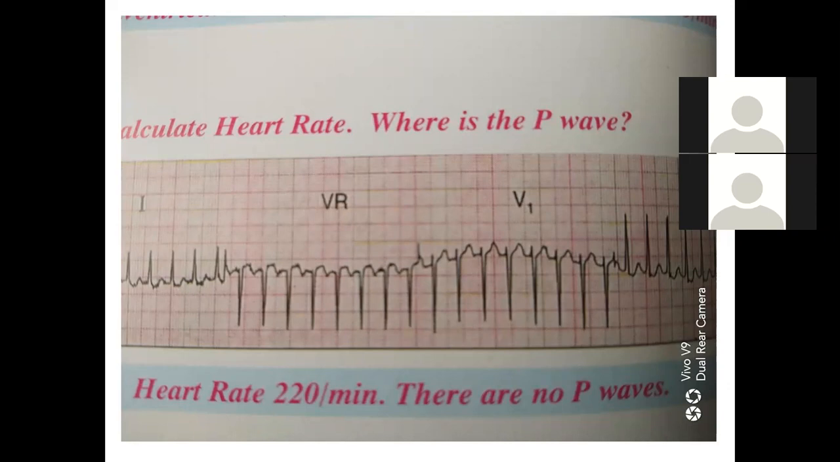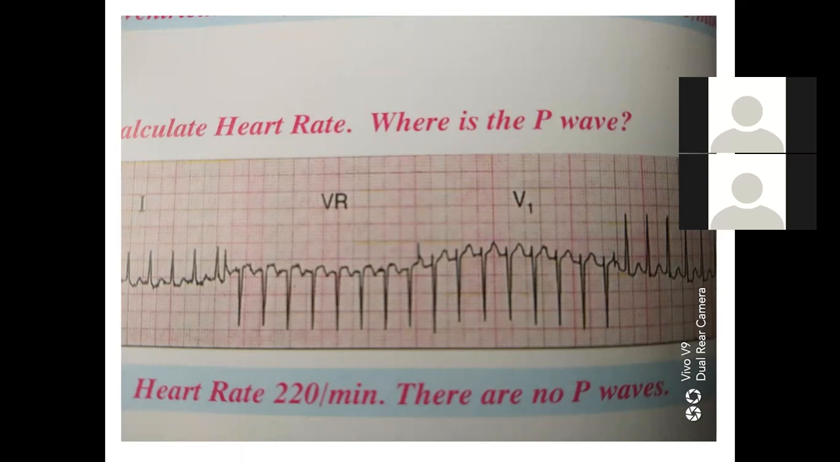What's the formula? 1500 divided by 7. What is the answer? 1500 divided by 7 is 214. Yes sir, 214. It is written 220, but we are taking it as 200 sir.